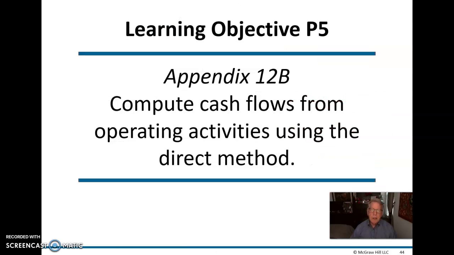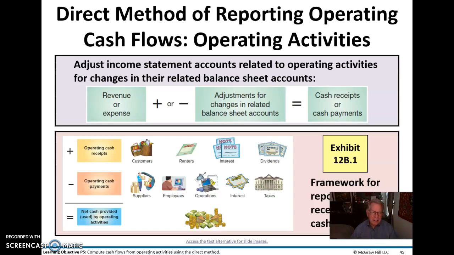And then we're going to compute cash flows from operating activities using the direct method again. This is a little trickier than you might think. So here we have our revenue and expenses. Those are going to be pluses or minuses. We're going to adjust that for related balance sheet accounts, and that will result in our cash receipts or payments, source and use of cash.